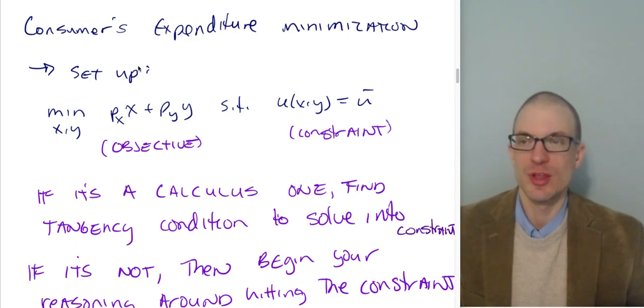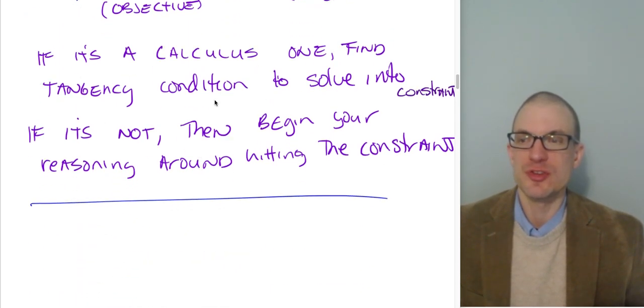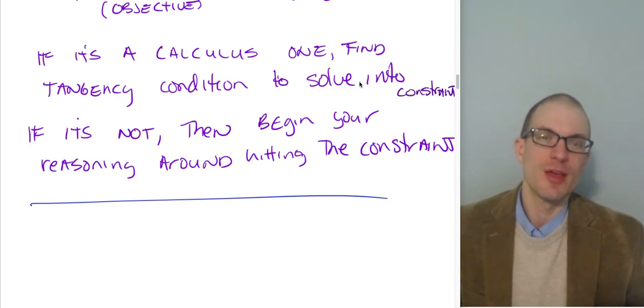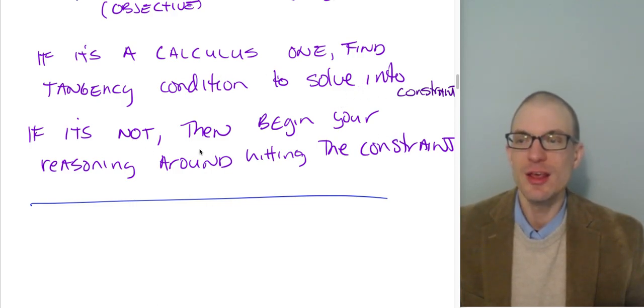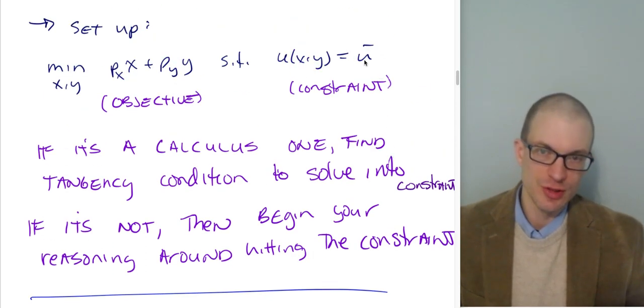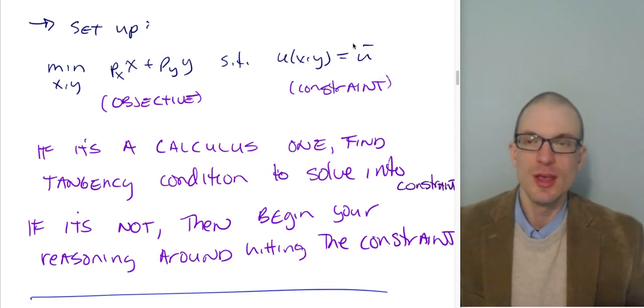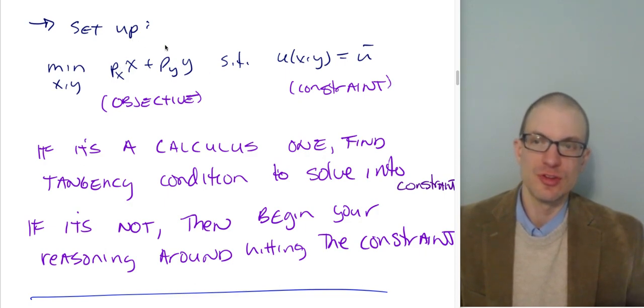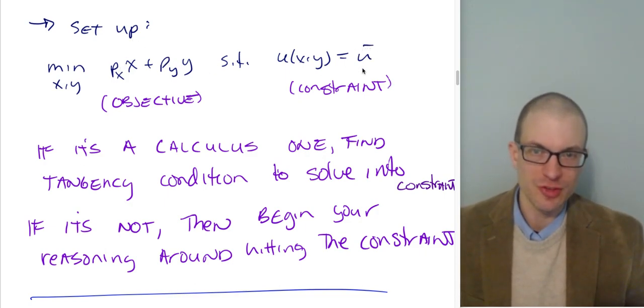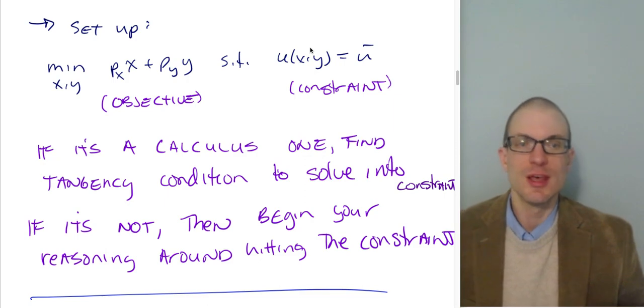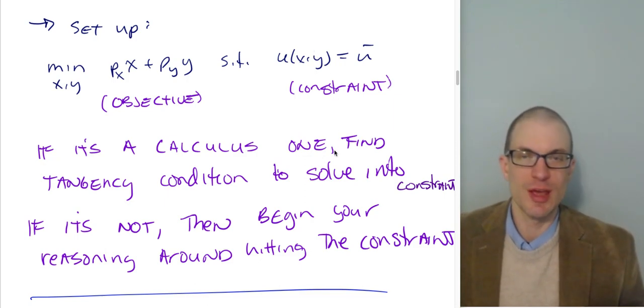Right, so with the consumer's expenditure minimization problem, the objective is to minimize the expenditure necessary to hit some utility level. Now, if this is a calculus exercise, you'd find the tangency condition, and then you'd solve it into the constraint. If it's not, you'd begin your reasoning around the goal of hitting this utility level, being able to have enough of each of the two goods at the lowest possible price necessary to hit this level of utility, given whatever is your utility function. That would be our general approach.